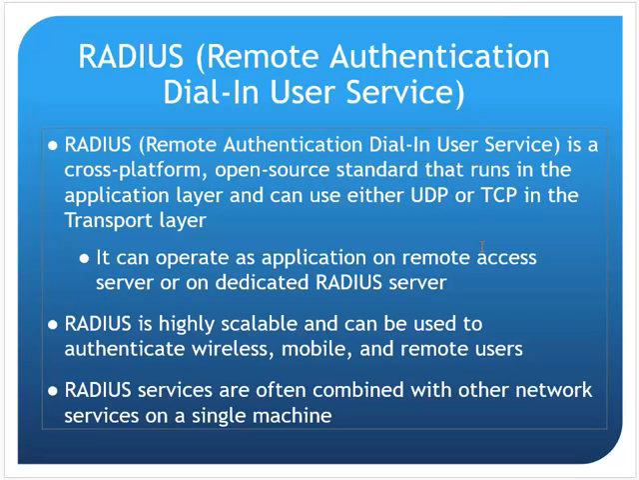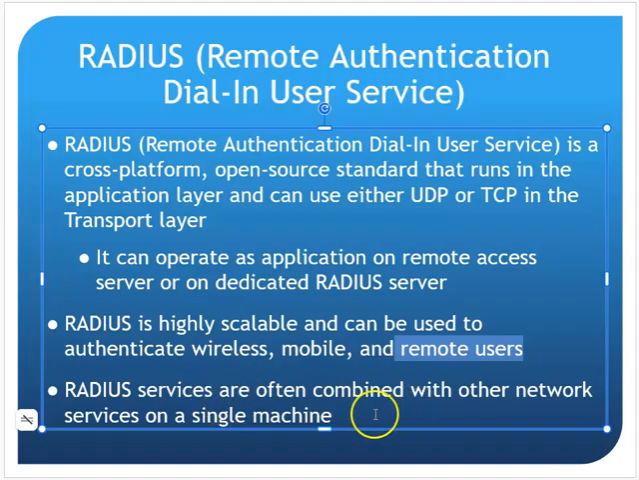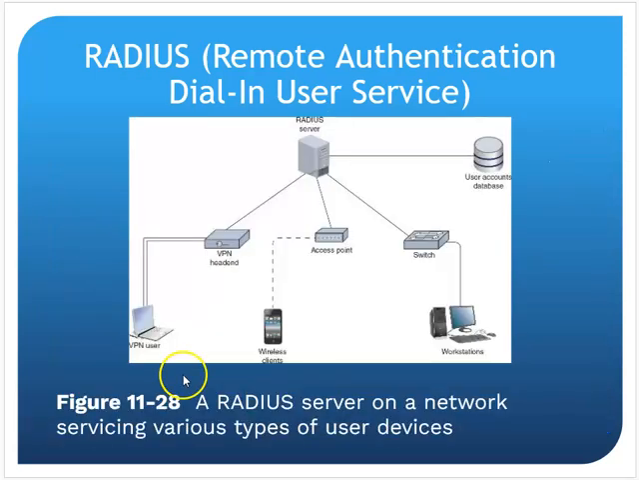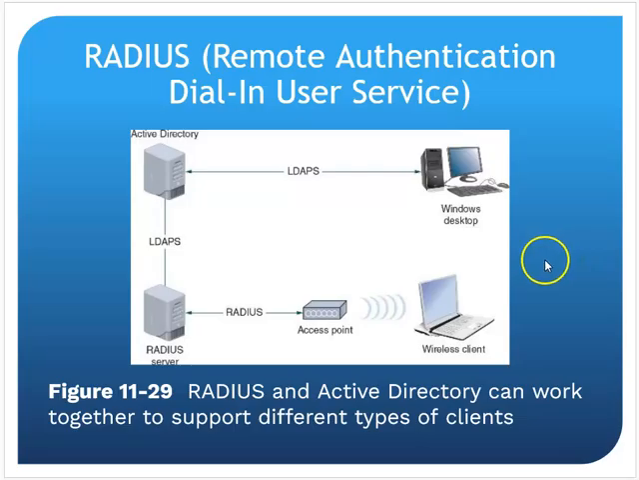A lot of times you'll see RADIUS used for authenticating wireless users. It's highly scalable and can be used to authenticate wireless, mobile, and remote users. It really started off for remote users, and then as wireless came along, it got adapted for authenticating your wireless or moving around mobile users. RADIUS servers are often combined with other network services running on a single machine, so it doesn't always have to be a separate standalone RADIUS server. And here's a RADIUS server authenticating a bunch of different services running in a network. Here, RADIUS and Active Directory can work together, so I can use the RADIUS server to authenticate the wireless users, and LDAP to say, okay, what do you have access to?